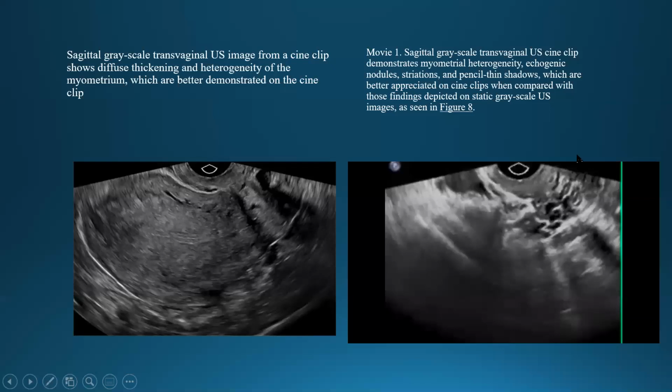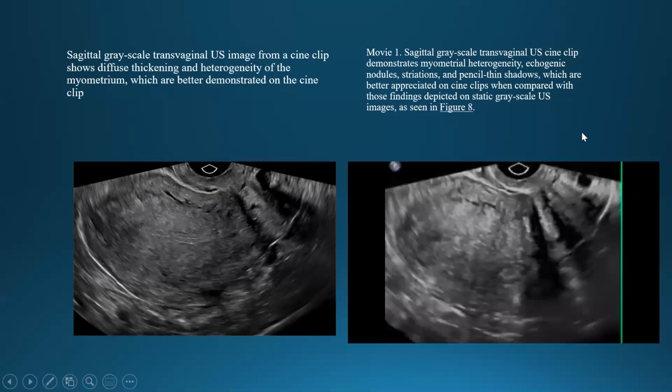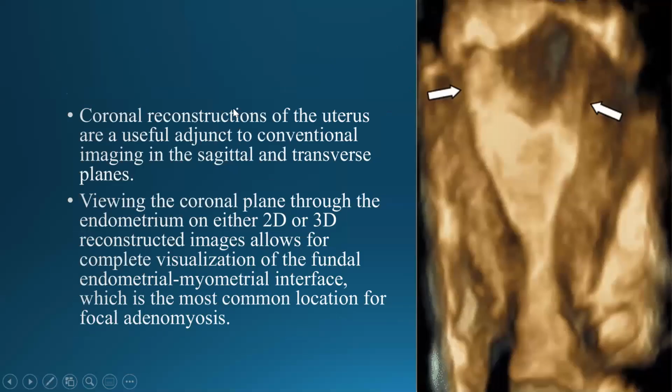So another modality that we could make use of is the 3D ultrasound. We could do coronal reconstruction of the uterus. It's a very useful adjunct to the conventional imaging in the sagittal and transverse planes. When I say an adjunct, it means that we need to do the 2D ultrasound, but we could add more information by doing the coronal 2D or 3D ultrasound. It's not replacing the 2D, it's beside the 2D.